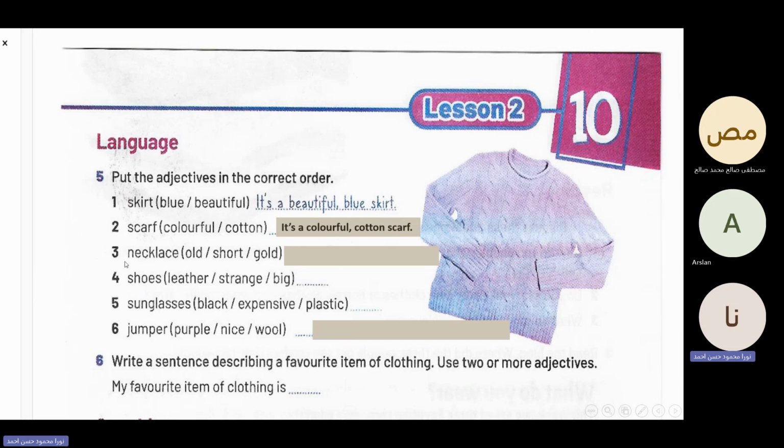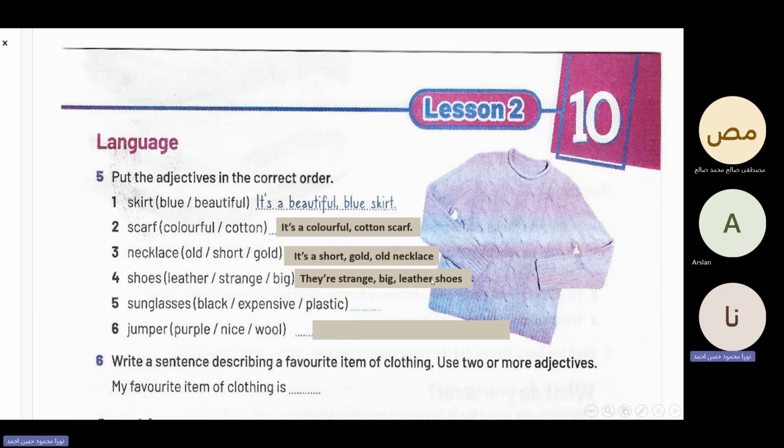Can you think of the next one? I want to describe the noun necklace. So what can I say? Yeah, we put short first. Okay, it's the size. Then we put the age and then the material. So it's a short old gold. It should be written as short old gold. Okay. What about the fourth one? Shoes. Yeah. Let's arrange it together. They are strange. Description, strange. Then we have the size, which is big.